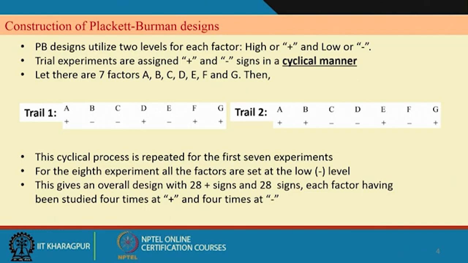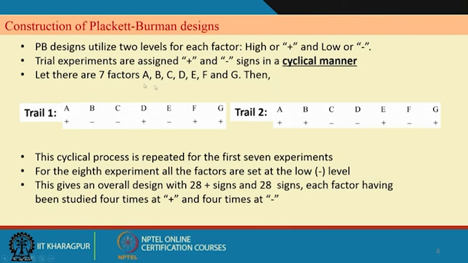Now, second is how do you construct a Plackett-Burman design? Plackett-Burman design, or PB designs, also utilizes two levels: high or plus, low or minus. Trial experiments are assigned plus or minus signs in a cyclical manner. Okay, so what is this cyclical manner?